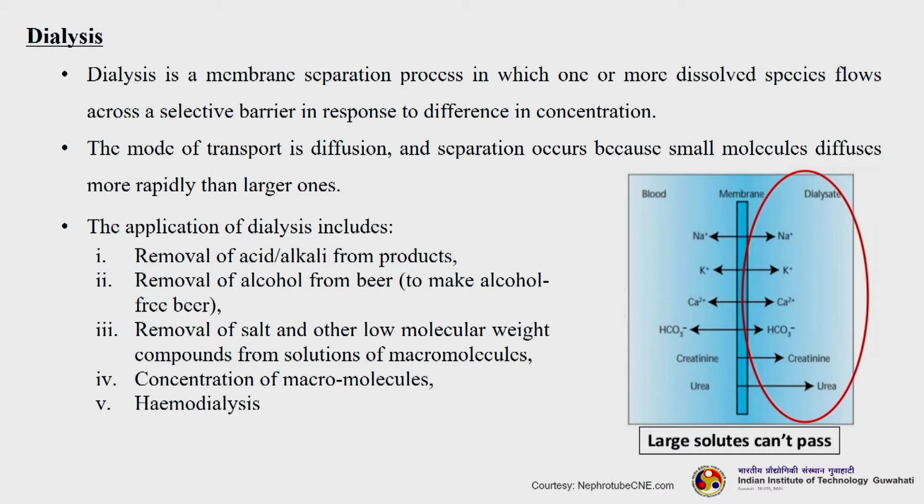So, the rate of diffusion plays a very important role in separating these molecules. You can see in this particular figure that through this dialysis membrane, sodium, potassium, calcium can pass through. Whereas creatinine and urea, which are large molecular components, will be rejected by the dialysis membrane. So, this is the application of hemodialysis, where the blood is purified.